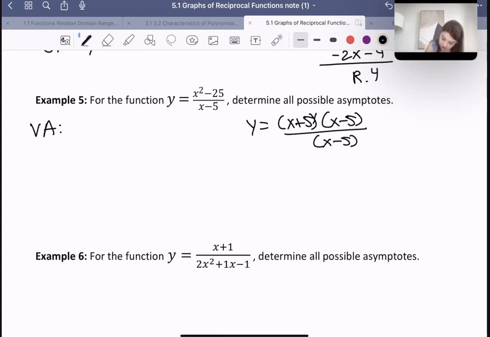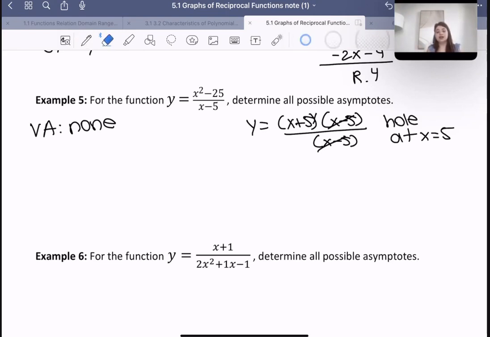Well, actually, turns out these cancel, right? Turns out that if we plug in x equals 5, then we get 0 in our numerator and 0 in our denominator too. And so that actually means that there is a hole at x equals 5, and therefore there is no vertical asymptote. It's because we found out that the only possible vertical asymptote candidate is actually just a hole. Okay, now let's move on to horizontal asymptote.